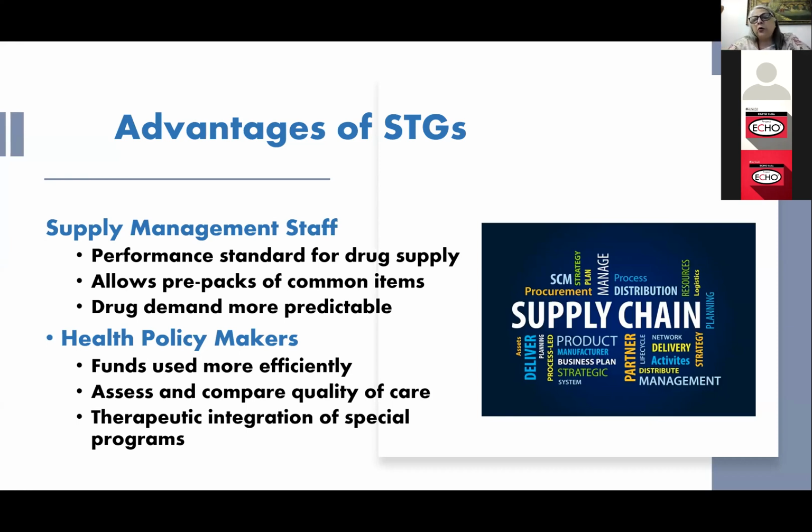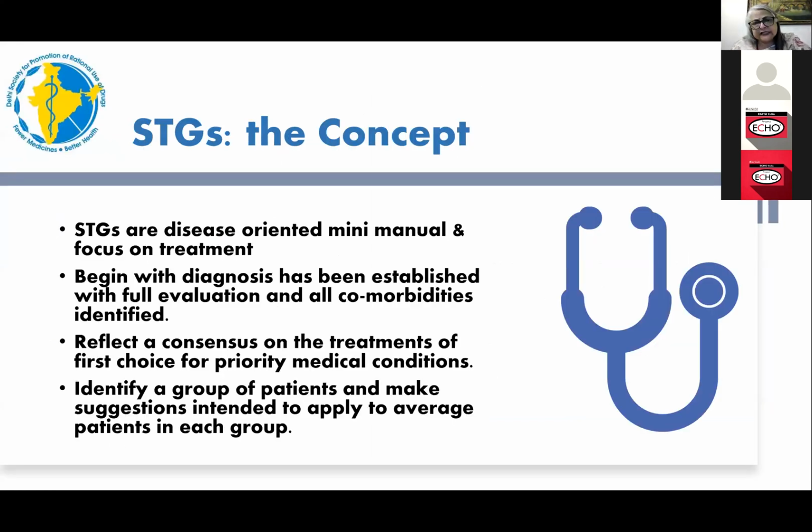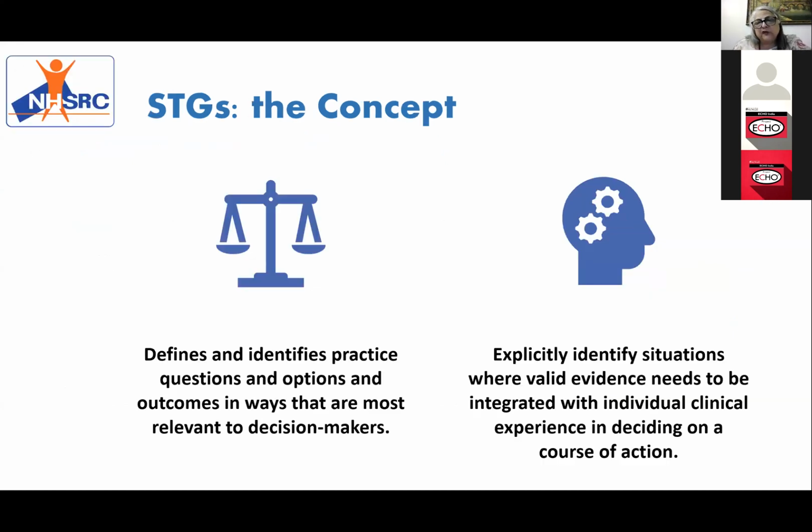So if you want to know whether the prescriptions are right or rational in your health facility, this can be done only if you have a yardstick. You know what is the right way of doing it. So standard treatment guidelines provide you that, and then you can measure whether you are compliant with it or not. The STGs are disease-oriented manuals that begin with the diagnosis. All you have to do is make sure the diagnosis is correct, and it reflects the best available evidence and the consensus for the choice of therapy.